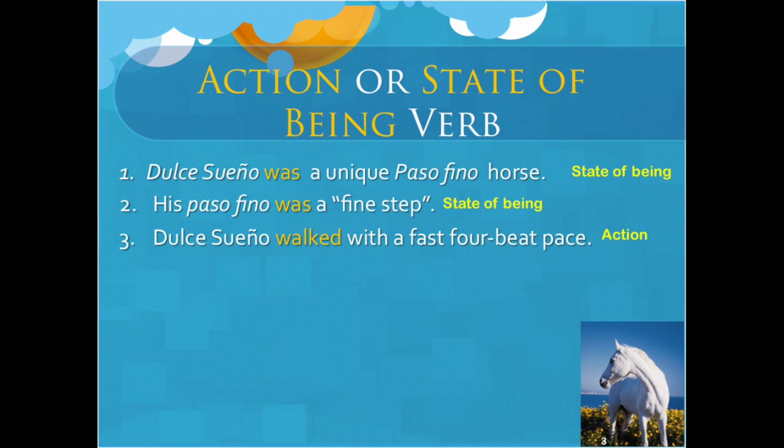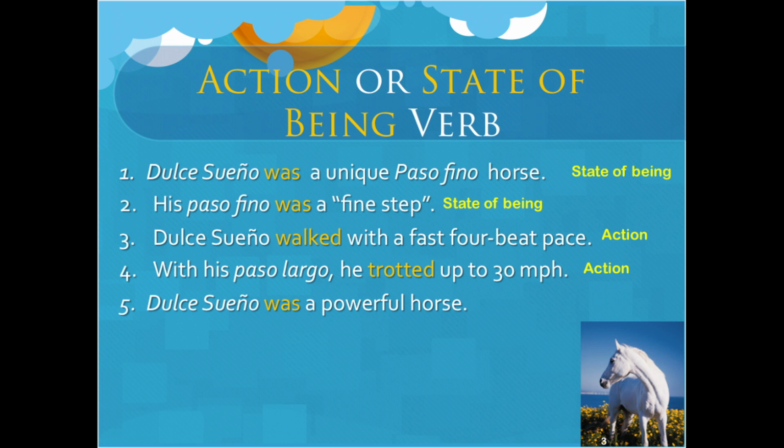That's right. And number 4, with his paso largo, he trotted up to 30 miles per hour. The verb is trotted. Dulce Sueño trotted. To trot is to walk with one foot after the other. So trotted is an action verb. Very good, Gail. Let's look at the next one. Dulce Sueño was a powerful horse. Was is a what? A state of being verb. That's right, Betsy.